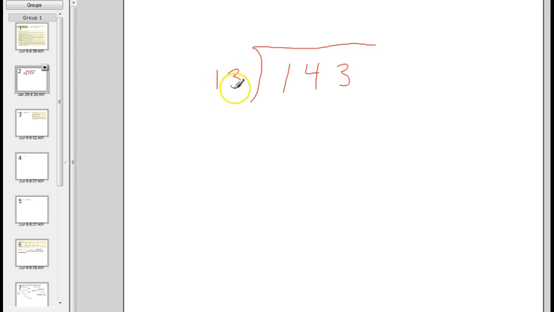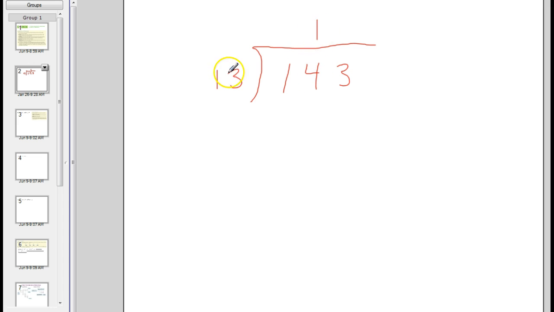So when we're dividing, the number inside the box or the house or whatever you learned to call it, is called the dividend, and the number on the outside is called the divisor. As we divide and put numbers on the top, the number we put on the top is called the quotient. You remember how to start. 13 won't go into 1, but 13 does go into 14, and we put a 1 over the 4 to indicate that it's going into this place value.